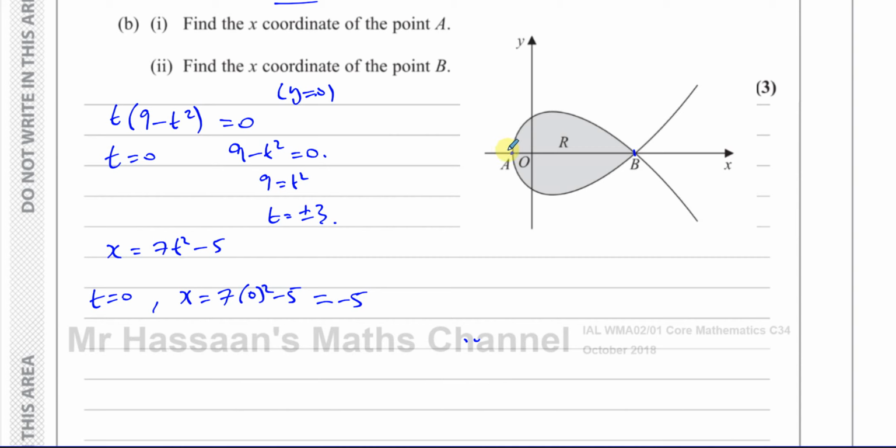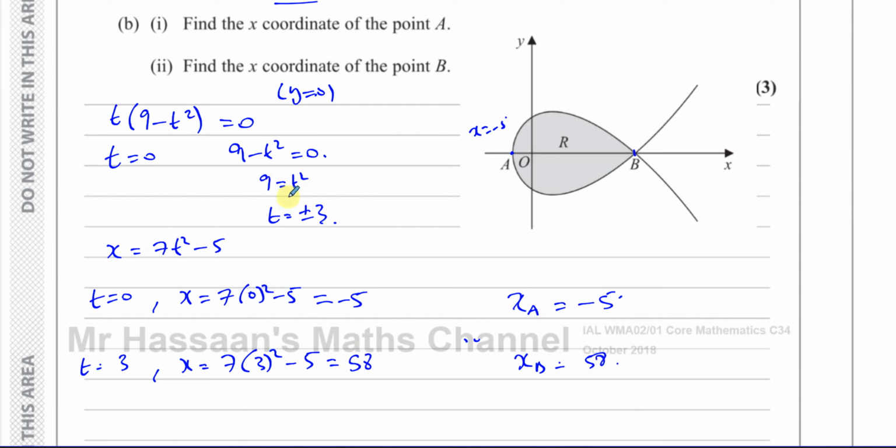This is the point where x equals minus 5. So that's the x coordinate of the point A. So the x coordinate of A is equal to negative 5. And when t equals 3, you have x equals 7 times 3 squared minus 5. That's going to be 7 times 9, which is 63. 63 minus 5, which is 58. So the x coordinate of B is equal to 58.